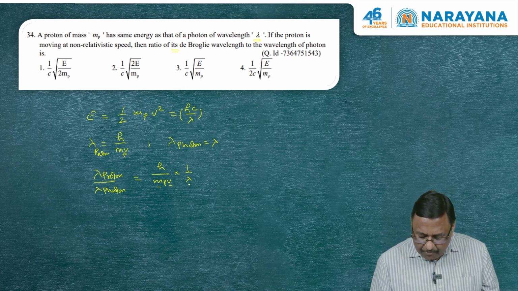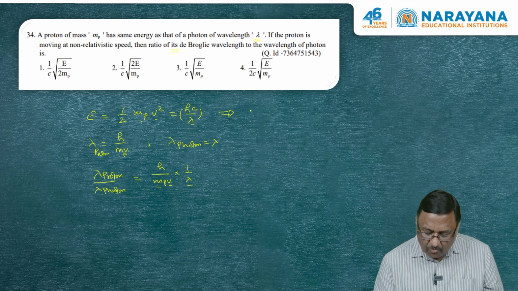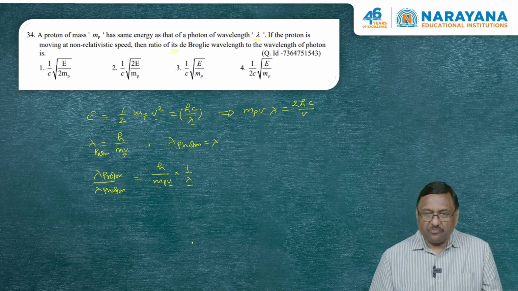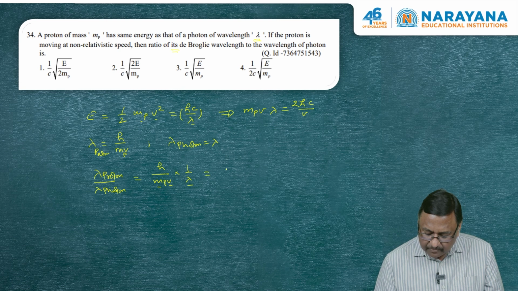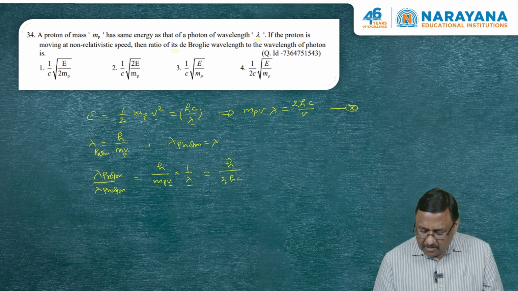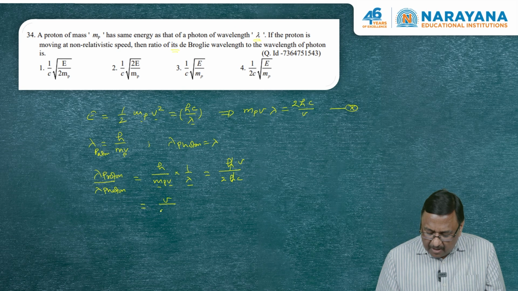I can say the denominator is mp v into lambda. Taking it from the given statement, mp v into lambda is 2 times hc divided by v. These are very simple calculations. Substituting this value, h divided by mp v lambda becomes h divided by 2 times hc divided by v. h goes out, and the ratio comes out to be v divided by 2c.